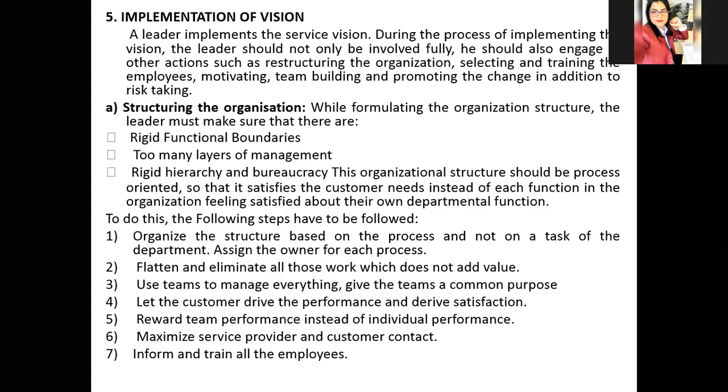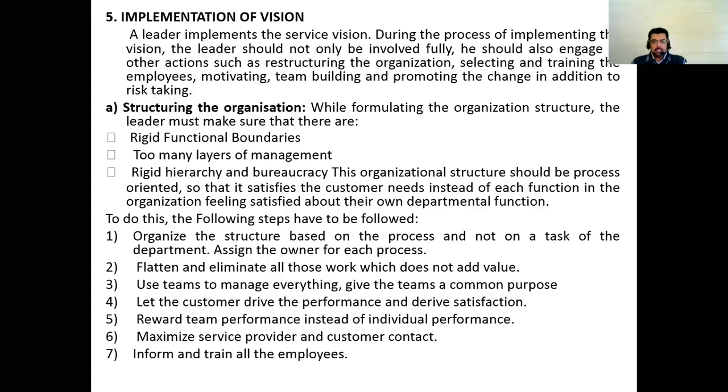Let the customers drive the performance and derive satisfaction. As a customer, they should analyze the performance of the service providers, and they should analyze the satisfaction level about this company compared to another company, like that.